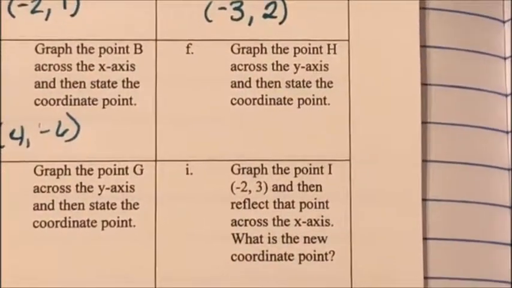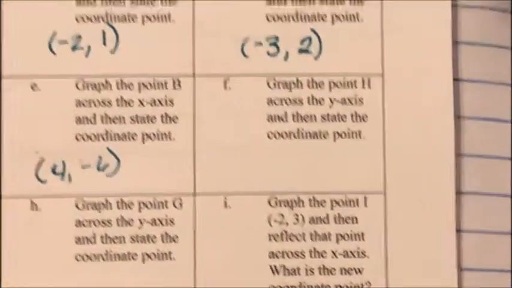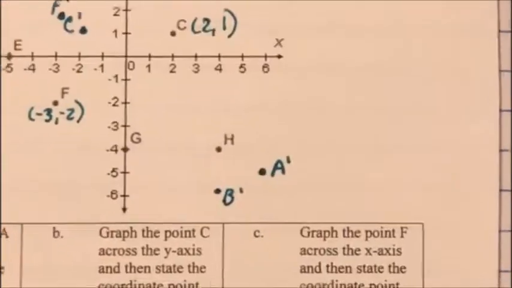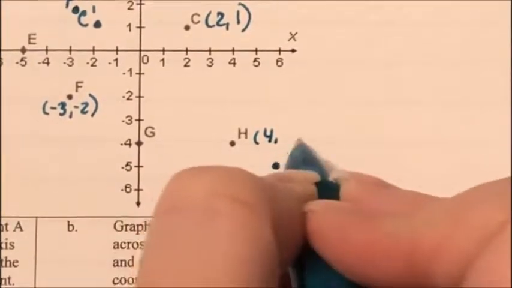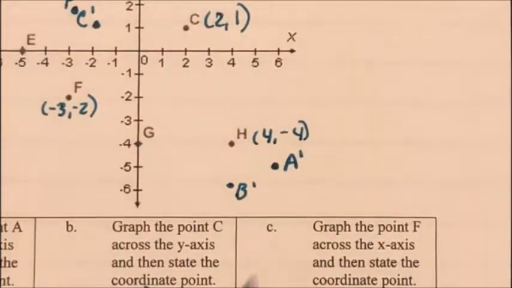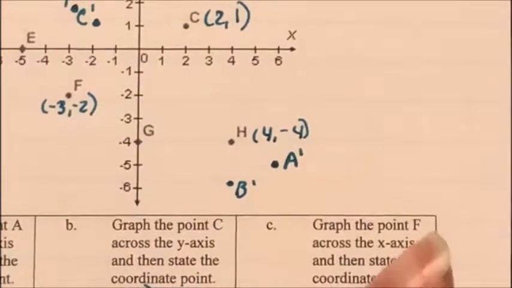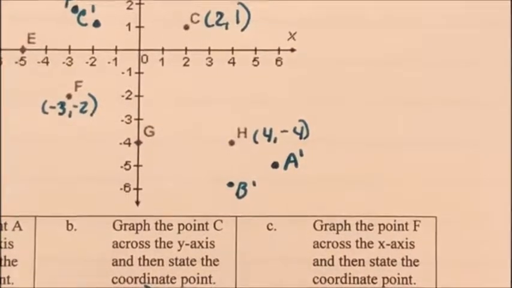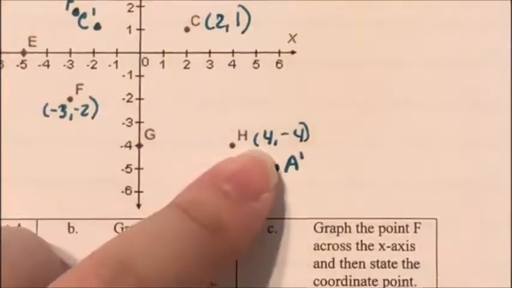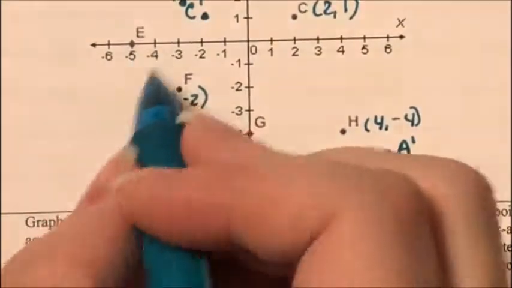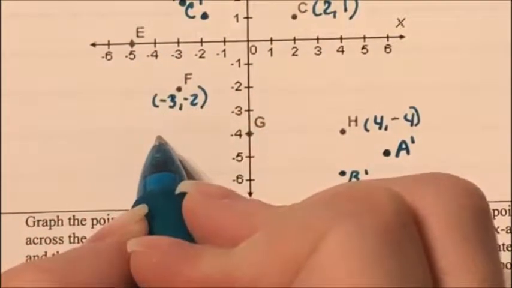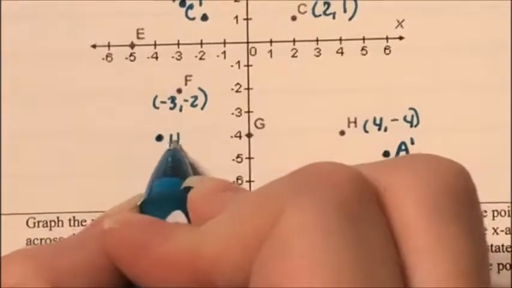F, graph the point H across the y-axis, then state the coordinate point. So here's H, which is 4, -4. I'm going across the y-axis, so my y stays the same, my x changes. So the opposite of 4 is -4. So -4, -4 is right there. That's H prime. And again, that's my coordinate point.